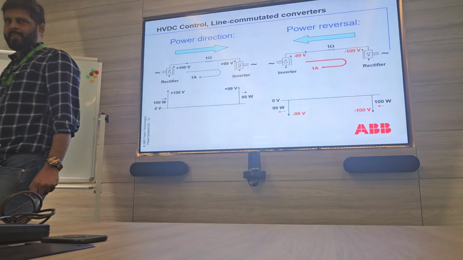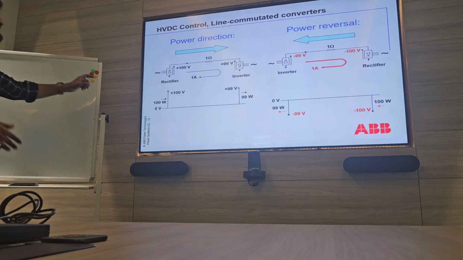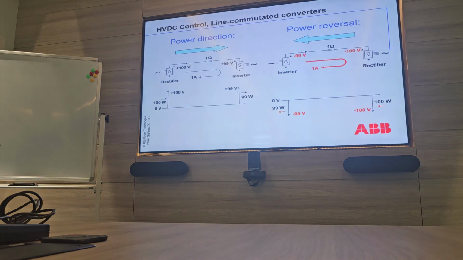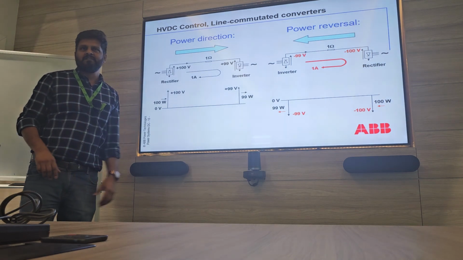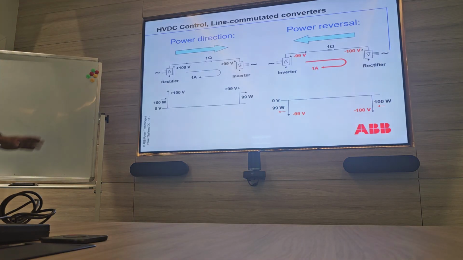For VSC, it is bidirectional. VSC is different: an IGBT can turn on and turn off, so we can change the current direction directly. There is no need to change the voltage polarity here. Both technologies can do the power reversal. So HVDC needs to transfer power from here to here and here to here, the reversing.